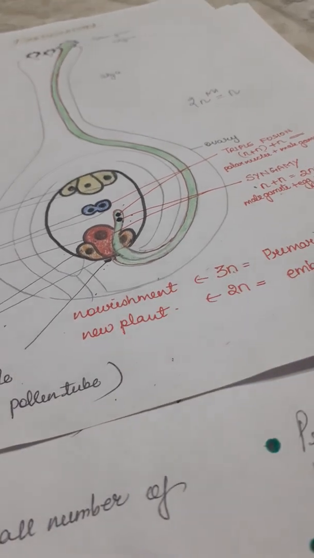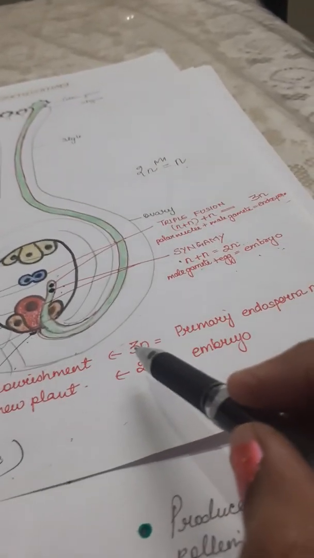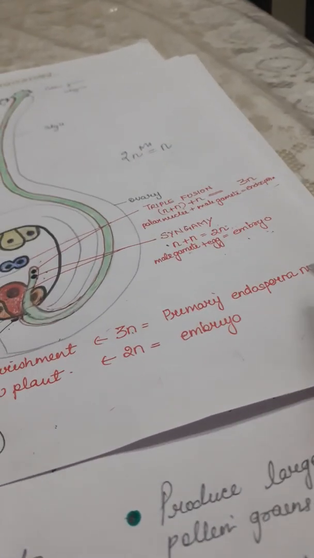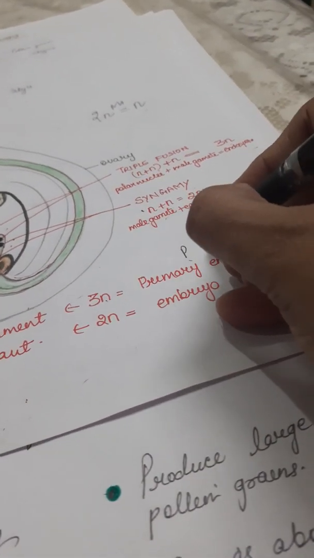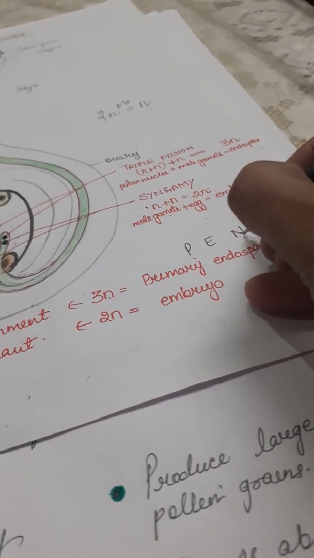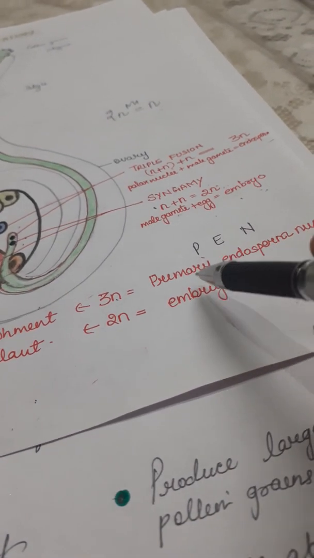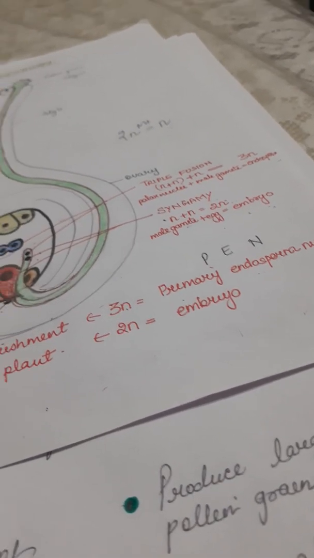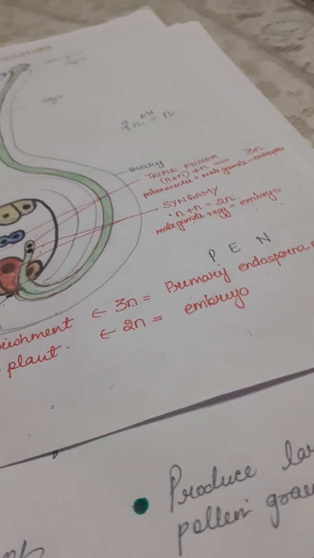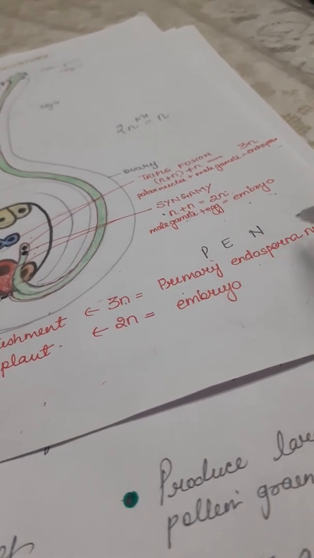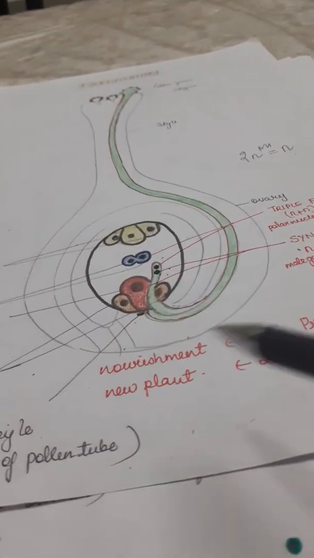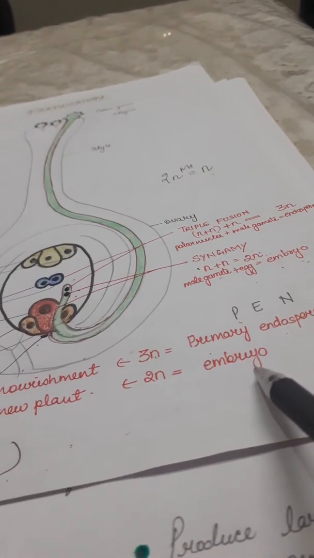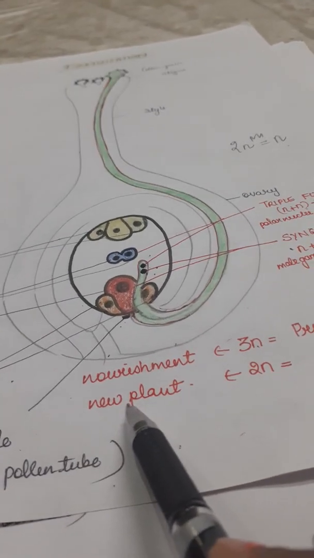Now the first triploid nucleus that is formed is known as the primary endosperm nucleus. You call it PEN. It comes in your Olympiads and all that, so remember PEN, the primary endosperm nucleus. This will undergo mitosis many times, and many more divisions will cause the endosperm to develop. And what is the function of endosperm? Nourishment. Whereas the second one is the diploid embryo, that is going to give rise to the new plant.